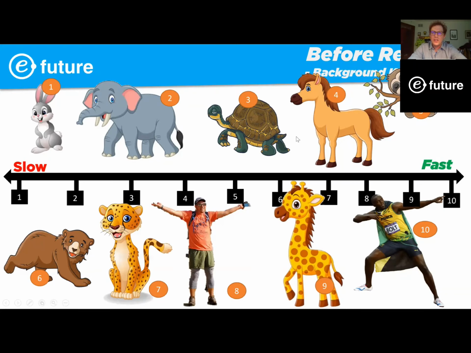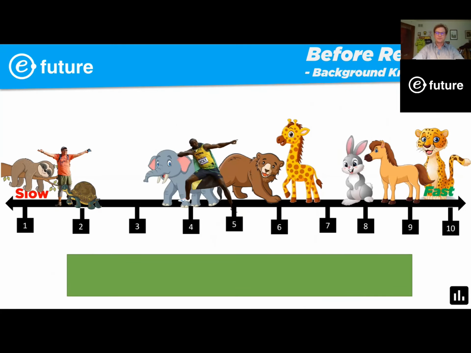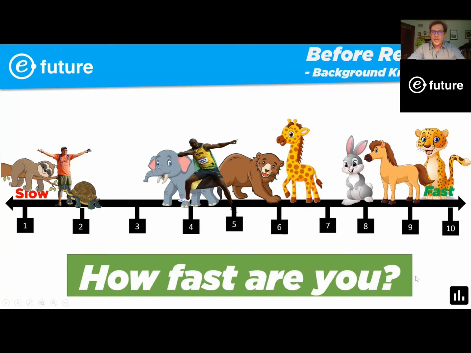All right, so if I had more time, I would spend more time discussing this with you, but let's see the answers. Oh! So the fastest animal is the cheetah. Then the horse and the rabbit, and the slow animals are the sloth, Aaron, and the turtle. Usain Bolt, he's a very famous runner, is about as fast as a bear. Elephants are actually very fast. So how fast are you? Are you a good runner?